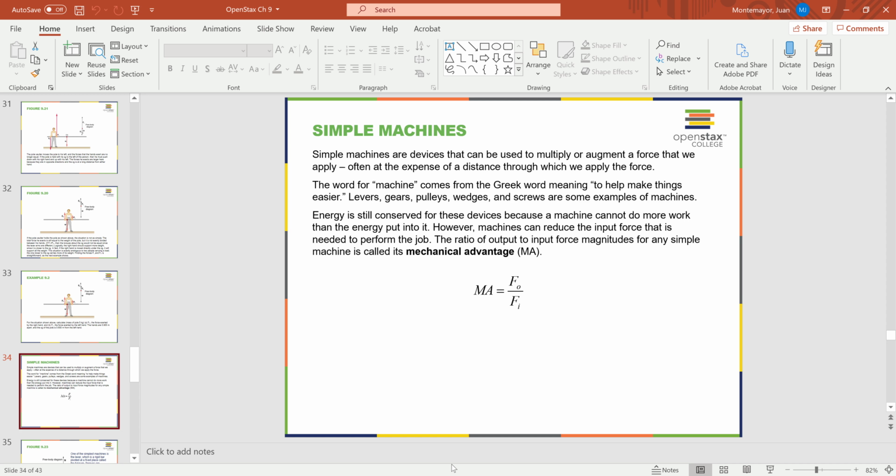Energy is still conserved for these devices, because a machine cannot do more work than the energy put into it. However, machines can reduce the input force that is needed to perform the job. The ratio of output to input force magnitudes for any simple machine is called the mechanical advantage. So MA, for mechanical advantage, equals your force output over your force input.